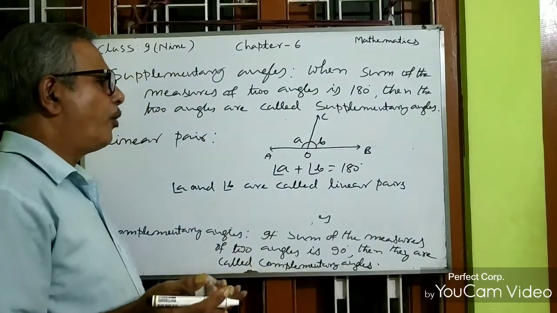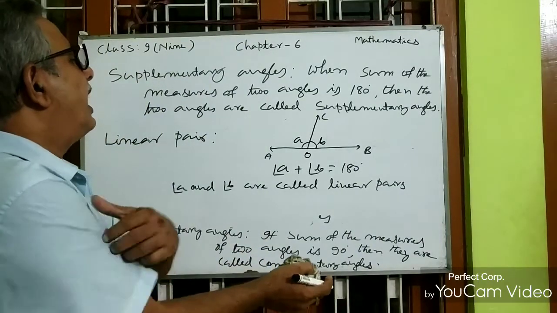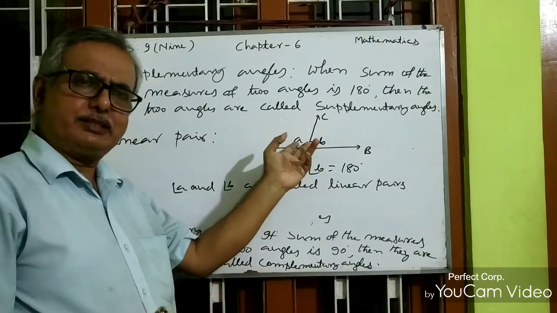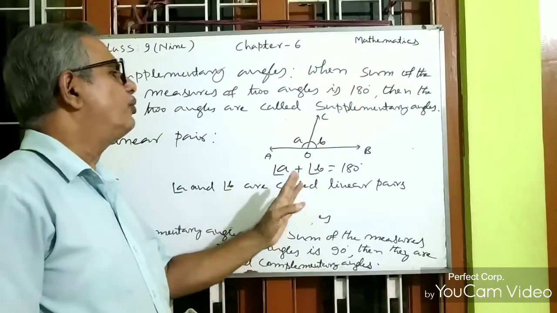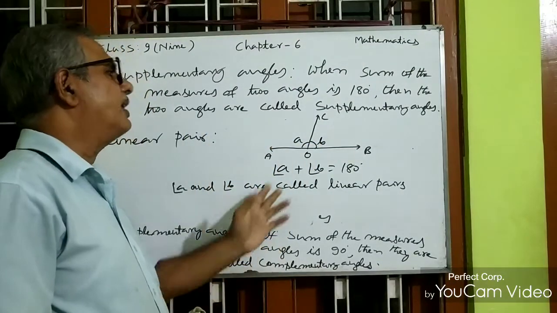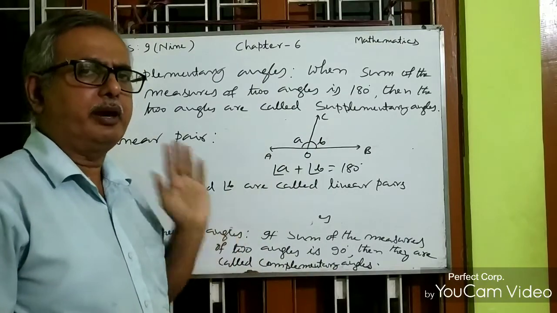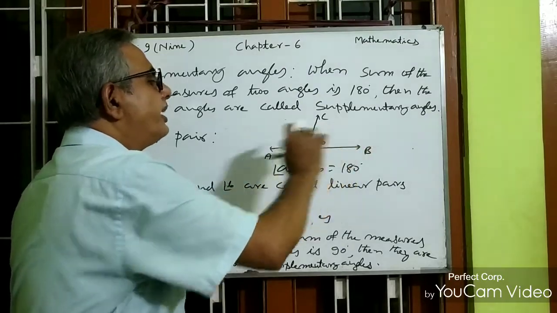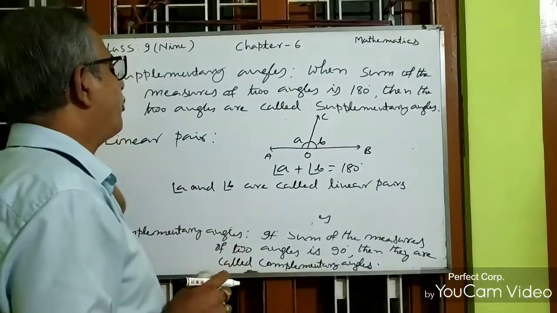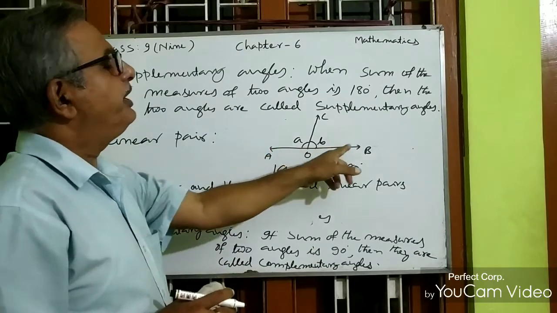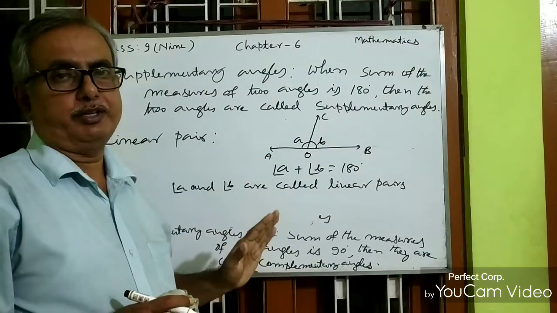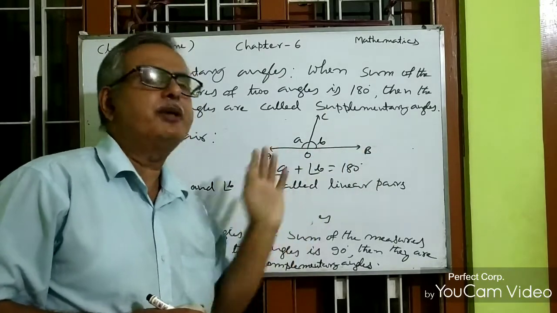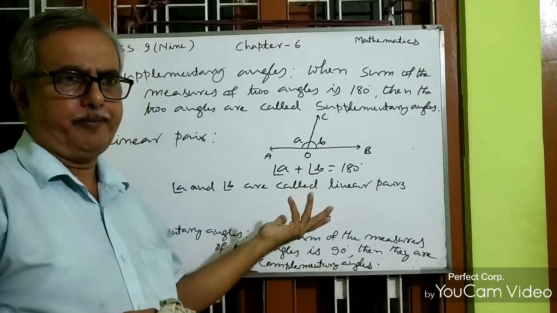Or you can take when the sum of the two adjacent angles, because they are adjacent only. So when the sum of the two adjacent angles you are getting 180 degrees, that means what? These angles are a linear pair, because these two together make a straight angle. And one more thing I want to tell, A, O, B will be called collinear points. Why are they called collinear points? Because these 3 points lie on the same straight line, so they are called collinear.